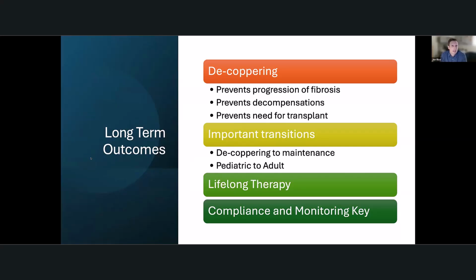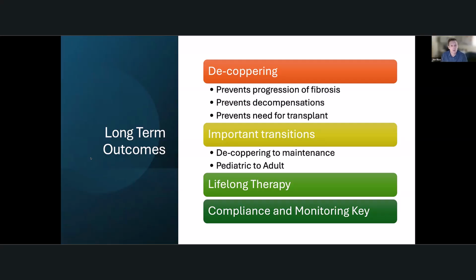So how does this medication work? What are we doing with this treatment? By decoppering, we are preventing progression of fibrosis. We're preventing decompensations, and we are preventing a need for transplant, which has been shown, which are all obviously good things. So you can prevent this person from needing or having long-term complications of liver disease or transplant. And the basic life expectancy once decoppered without advanced liver disease is as a normal person. So you can get them their life back. However, they do require obviously lifelong treatment.